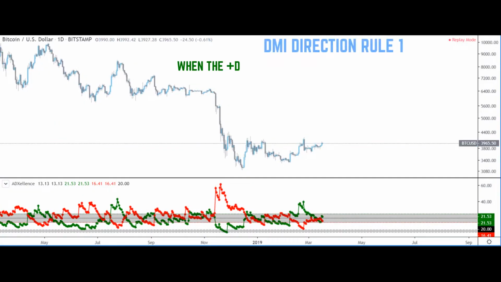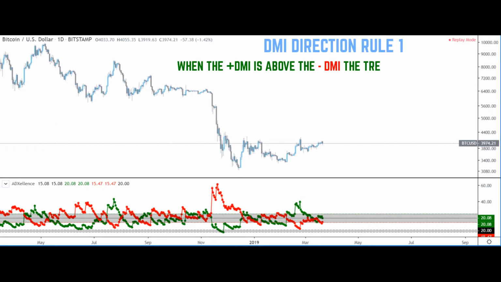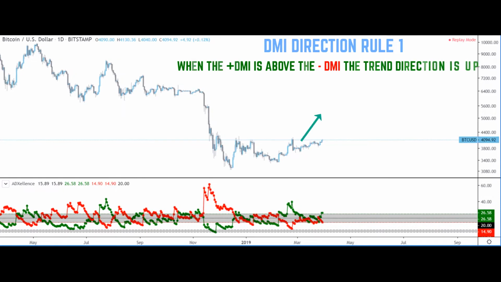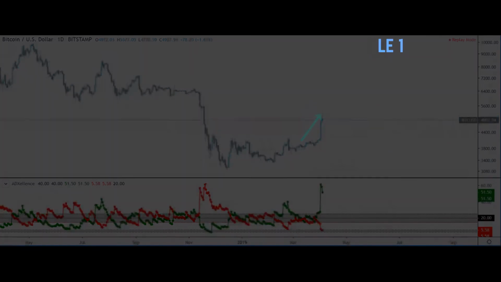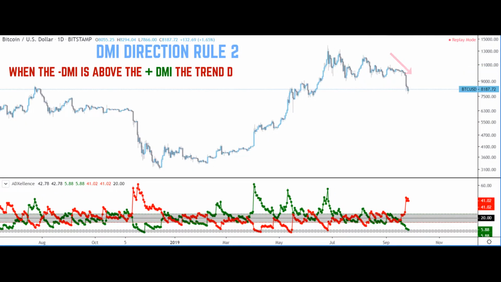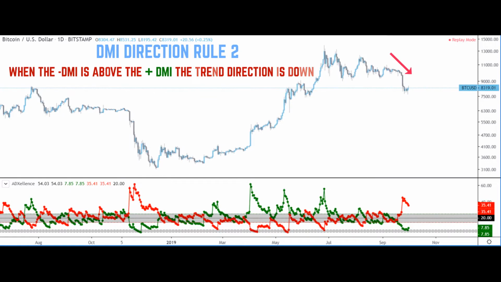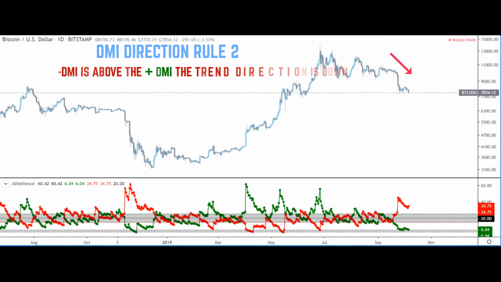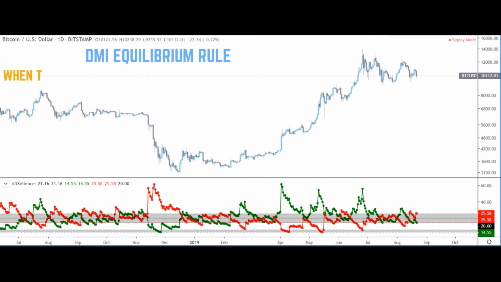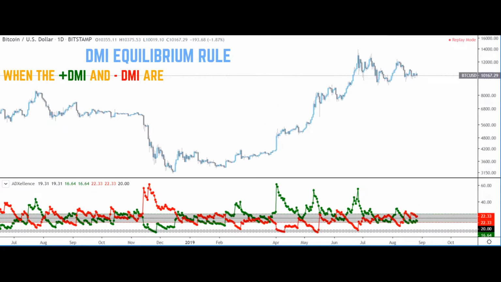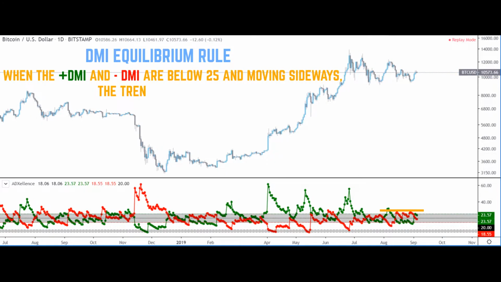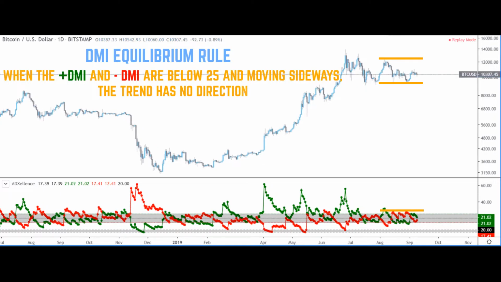When the positive DMI is above the negative DMI, the trend direction is up. When the negative DMI is above the positive DMI, the trend direction is down. When the positive DMI and the negative DMI are below 25 and moving sideways, the trend has no direction.